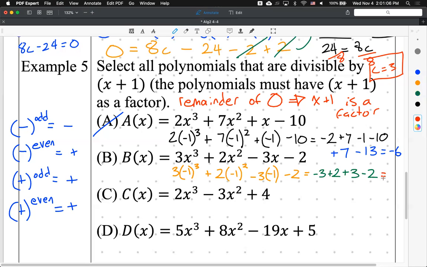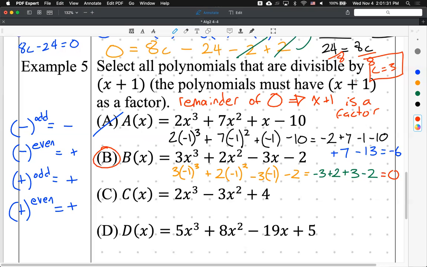Five minus 5 is 0, so it is a factor of x plus 1. There it is. B is one of the answers. And by the way, I didn't say in the instructions, I probably should have: select all that apply. Just because we chose B doesn't mean we're done. It might be C and D as well. Let's check.